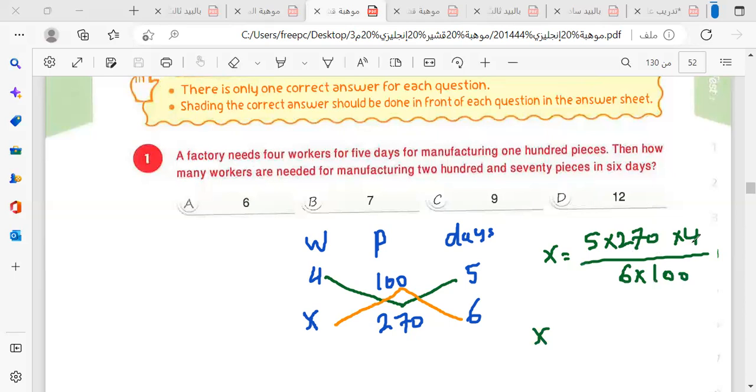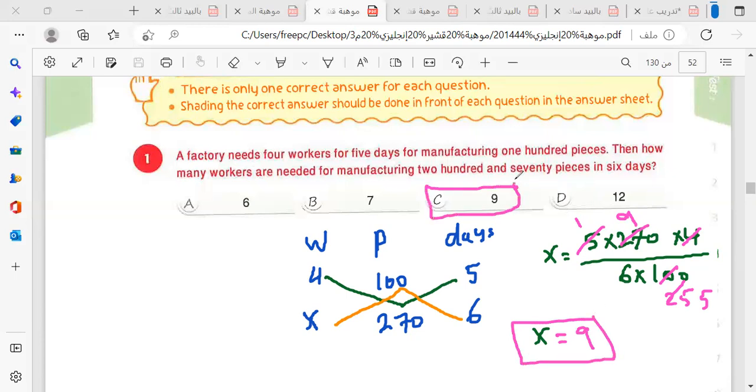Okay, now when you divide 4 with 100, it is 25. 5 with 25 will be 5. 6 times 5 is 30, with 27 divided by 30 will be what? 9. So the workers we need are 9 workers, right?